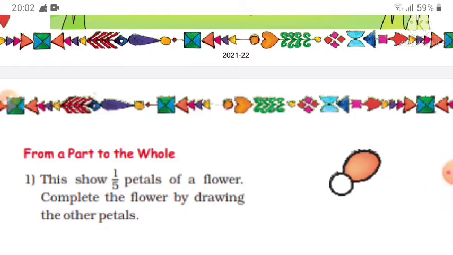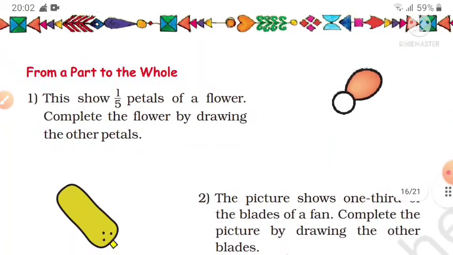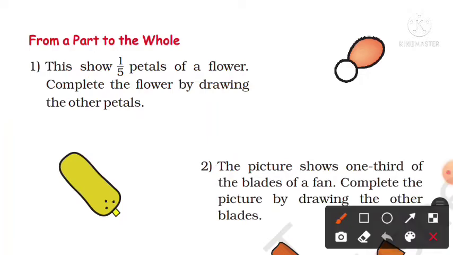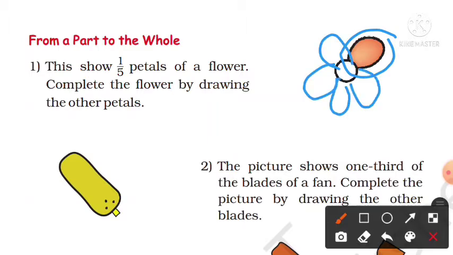Now we have to see the next, from a part to a whole. This shows 1 by 5 petals of a flower. Complete the flower by drawing the other petals. Very easy. Here it shows 1 by 5 petals, that means 1 out of a total number of 5 petals. So if we add another 4 petals, it will be the flower.